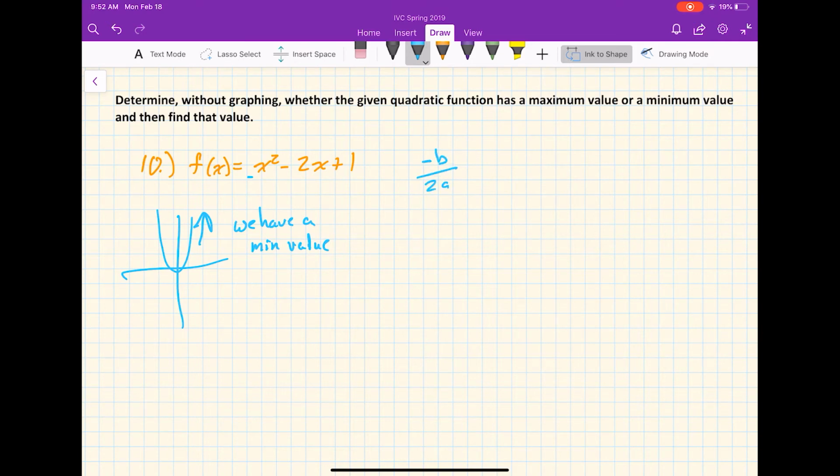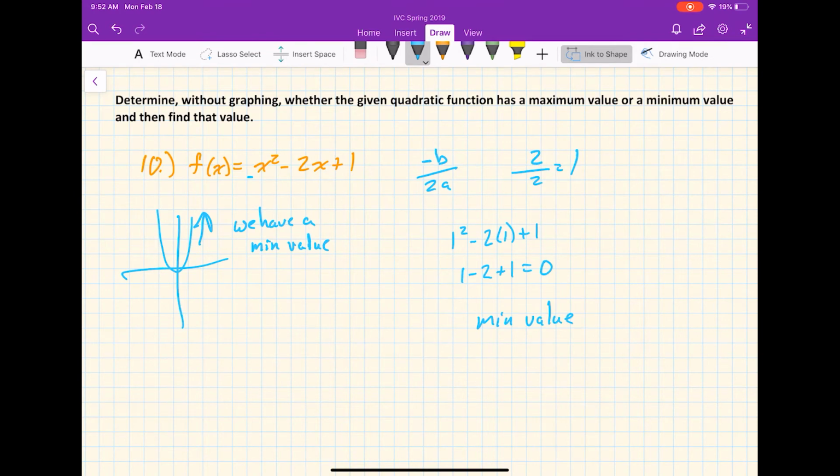So our negative b over 2a is going to help us again. So just write that equation here. So we have negative 2, which is 2, over 2 times 1, which is, again, 2. So it's 1. Plug 1 into our original equation. 1 squared minus 2 times 1 plus 1. That's going to be 1 minus 2 plus 1. And that's going to equal 0. So our minimum value is 0.